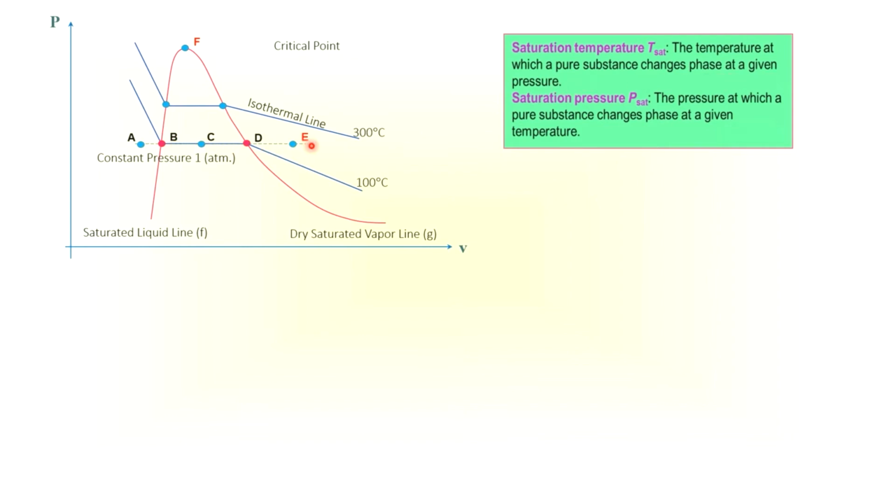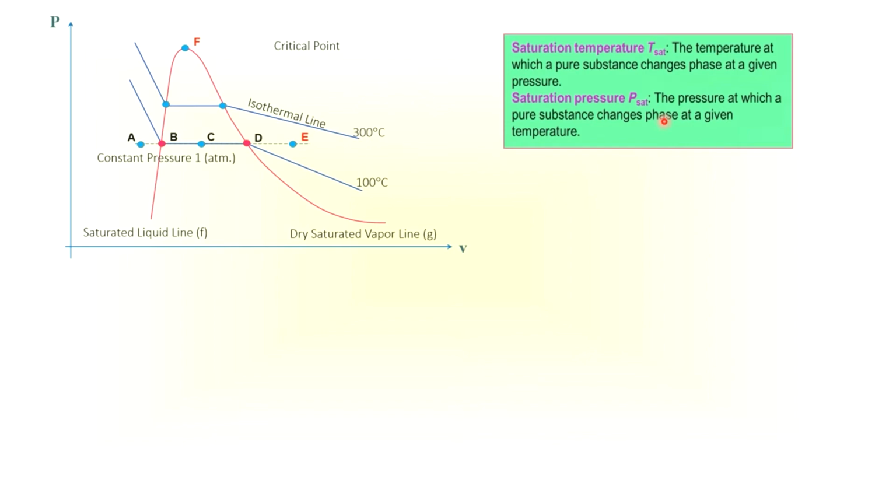So at a given constant pressure, any change in phase, the temperature at that particular instant, is called the saturation temperature. So the temperature at this instant is called TS, the saturation temperature. And saturation pressure is the pressure at which a pure substance changes phase. So when anything is undergoing a change in phase, the temperature or the pressure at that particular instance is called the saturation temperature and the saturation pressure.